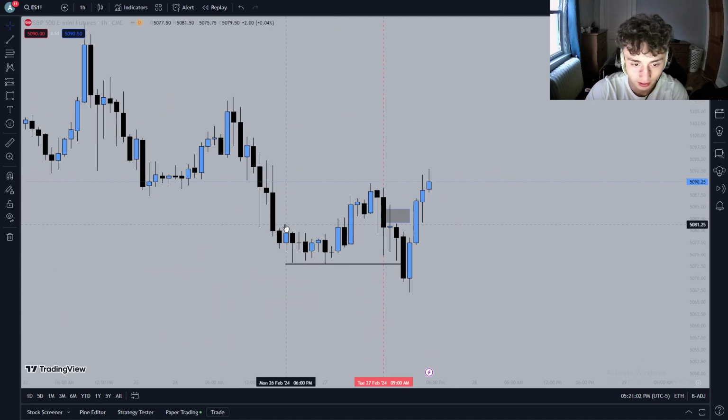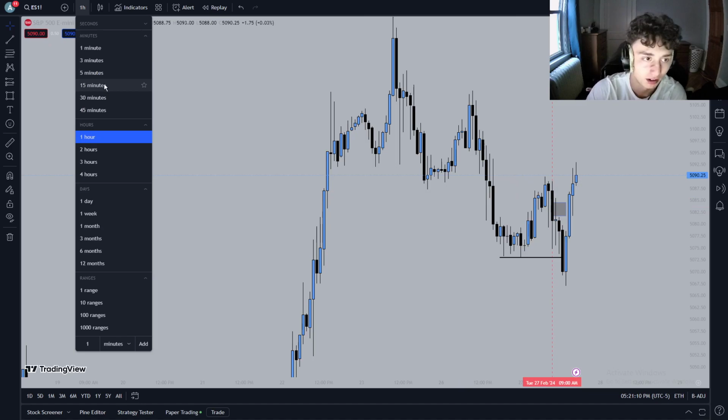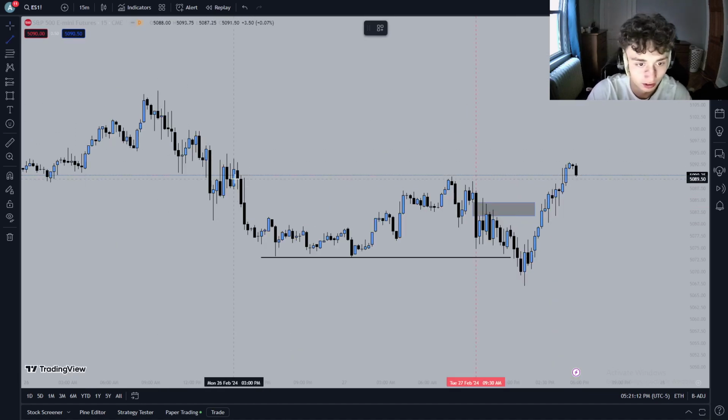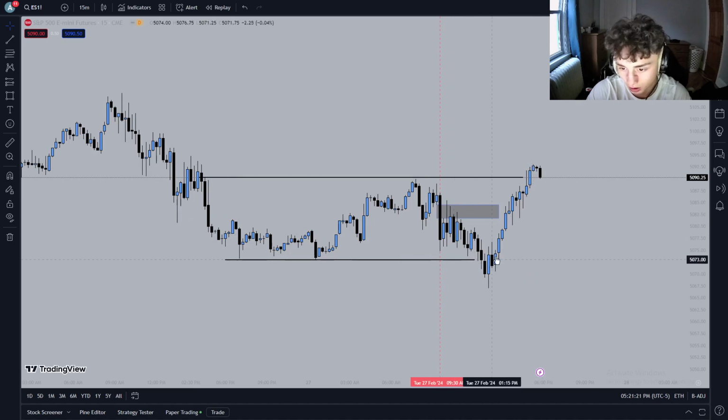You had this fair value gap. I was looking for this. I consider that as an hourly sweep, but there was a 15-minute liquidity sweep right here from this old high. And then this created equal highs. So what do you see? It comes back up by the end of the day.